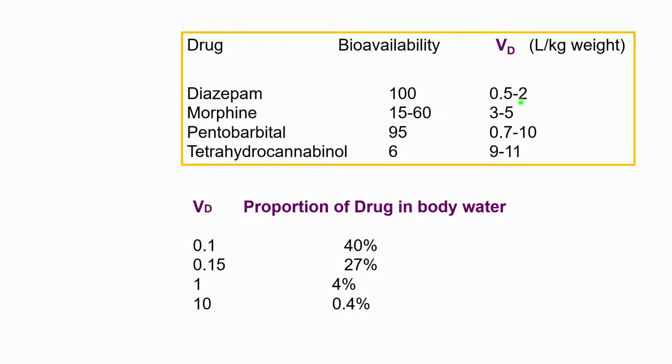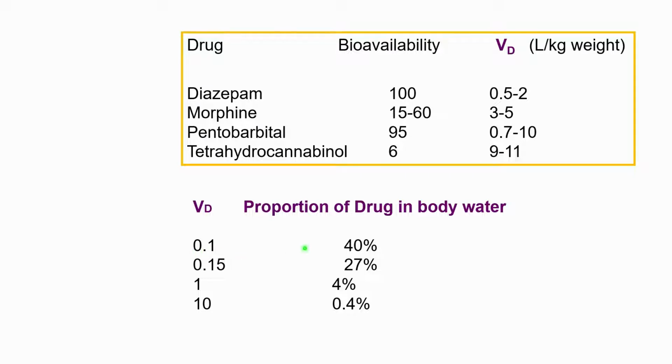Even for diazepam, if you have distribution volume 2 and you are not a big person, with weight of 50 kilograms, volume will be 100 liters. So distribution volumes are always much larger than the real volume of the person.